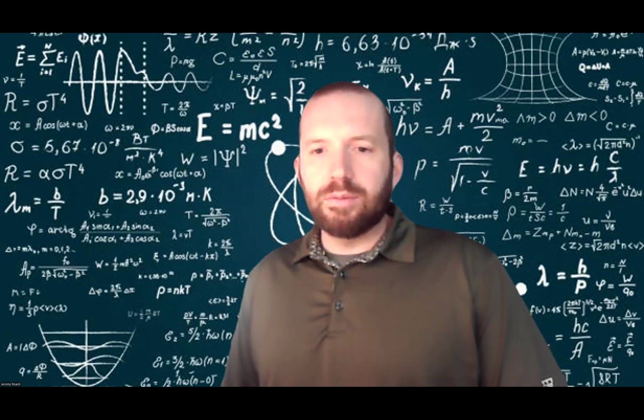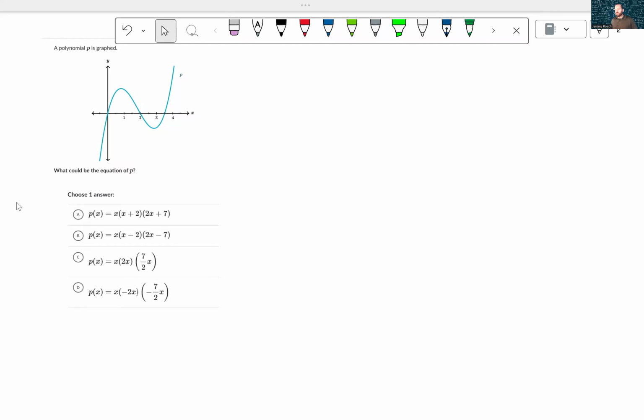We're just going to look at the zeros of polynomials in factored form for this one. So here we see that it crosses the x-axis at (0, 0). It crosses also at (2, 0) and at (3.5, 0). Here we would just say x equals 0, x equals 2, and x equals 3.5.